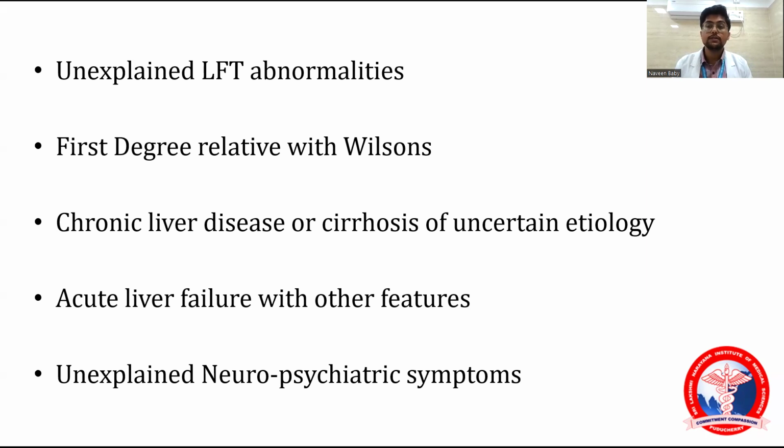A first degree relative with Wilson's presenting with any abnormalities like any neurological or liver abnormalities, always suspect Wilson's disease. A patient with chronic liver disease or cirrhosis of unknown etiology, when you're working up the patient, always suspect Wilson's disease. Acute liver failure with other features, again suspect Wilson's disease. Wilson's disease should be in the back of your head in a patient with acute liver failure also.